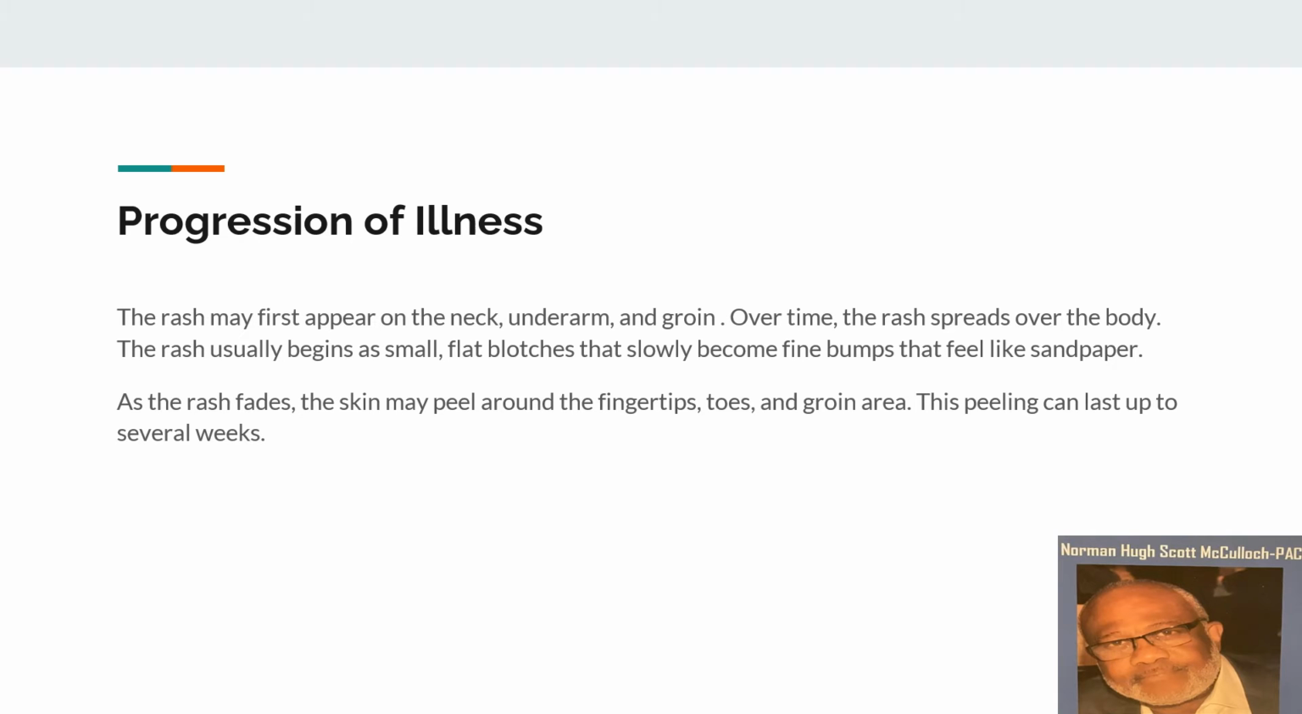The rash may first appear on the neck, underarm, and groin. Over time, the rash spreads over the body. The rash usually begins as small, flat blotches that slowly become fine bumps that feel like sandpaper. As the rash fades, the skin may peel, especially around the fingertips, toes, and groin. This peeling can last up to several weeks.